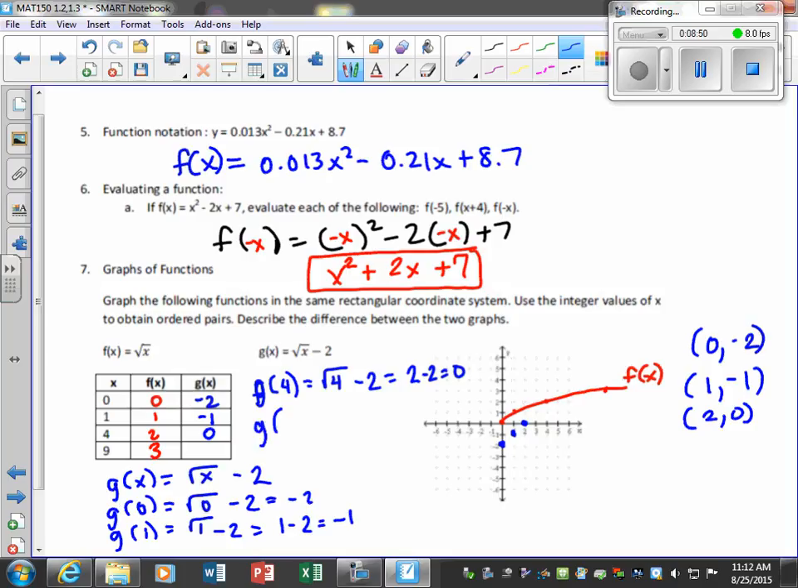And I think we have one more. So g of 9, square root of 9 minus 2. Square root of 9 is equal to 3. 3 minus 2 is 1. So we have the ordered pair 9, 1. Looking at the two functions, we can see that they are the same function just shifted, g of x just shifted down 2 units, and you will learn more about that in transformations.